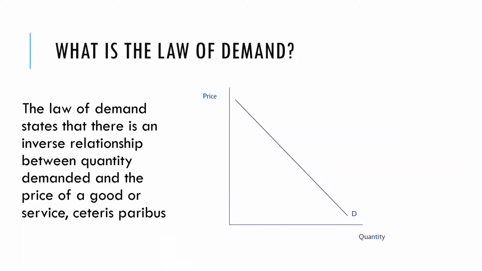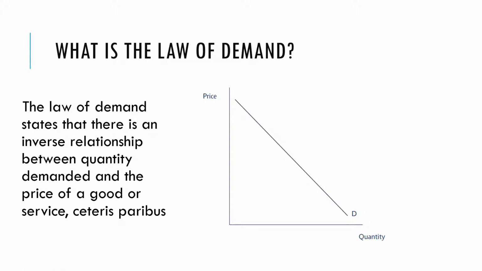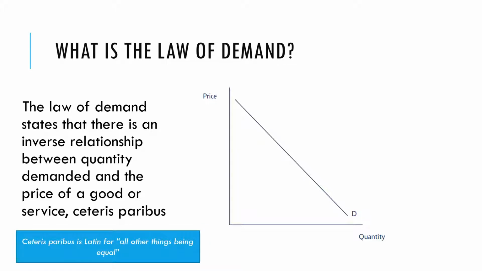So the law of demand states that there is an inverse relationship between quantity demanded and the price of a good or service, ceteris paribus. And ceteris paribus is a term used in economics from Latin saying all other things being equal. If all that changes is the price, we would expect there to be an inverse relationship to the quantity that people want to buy.